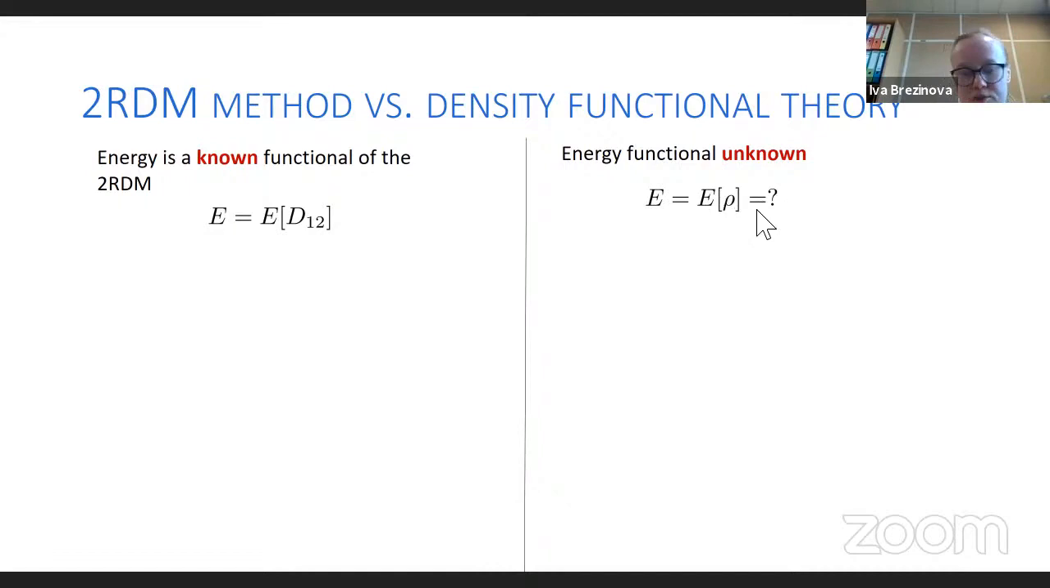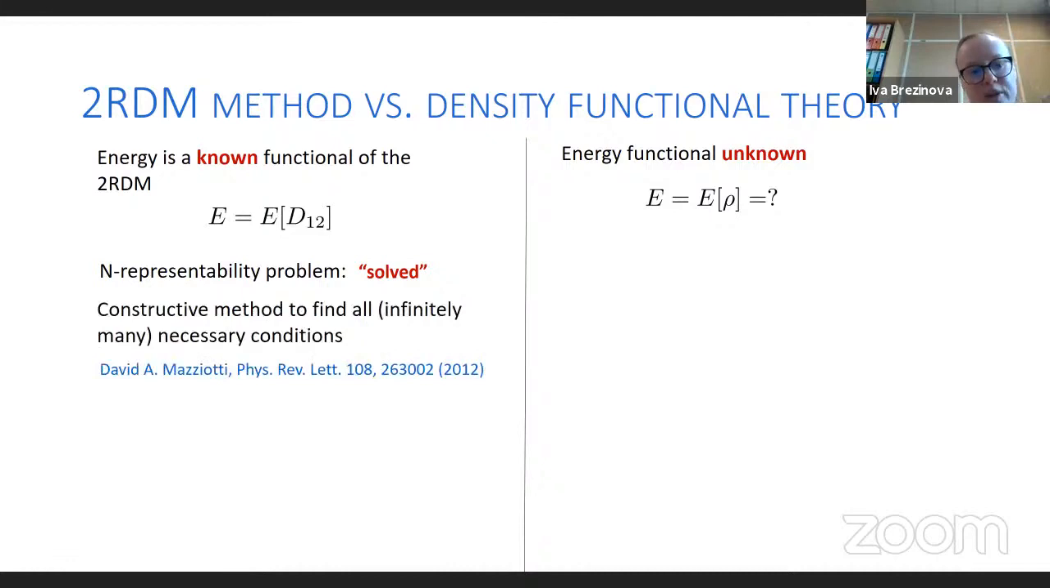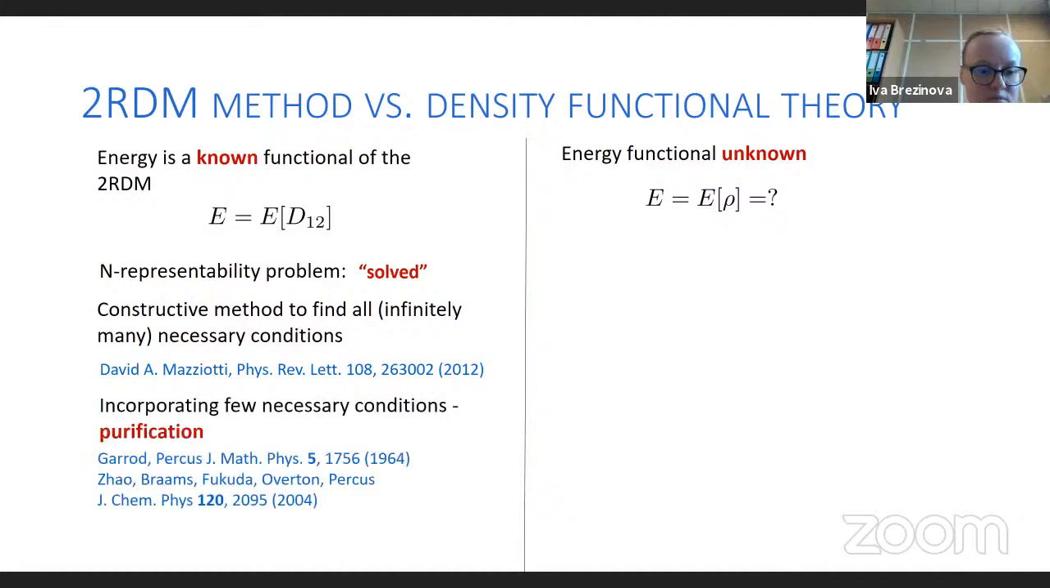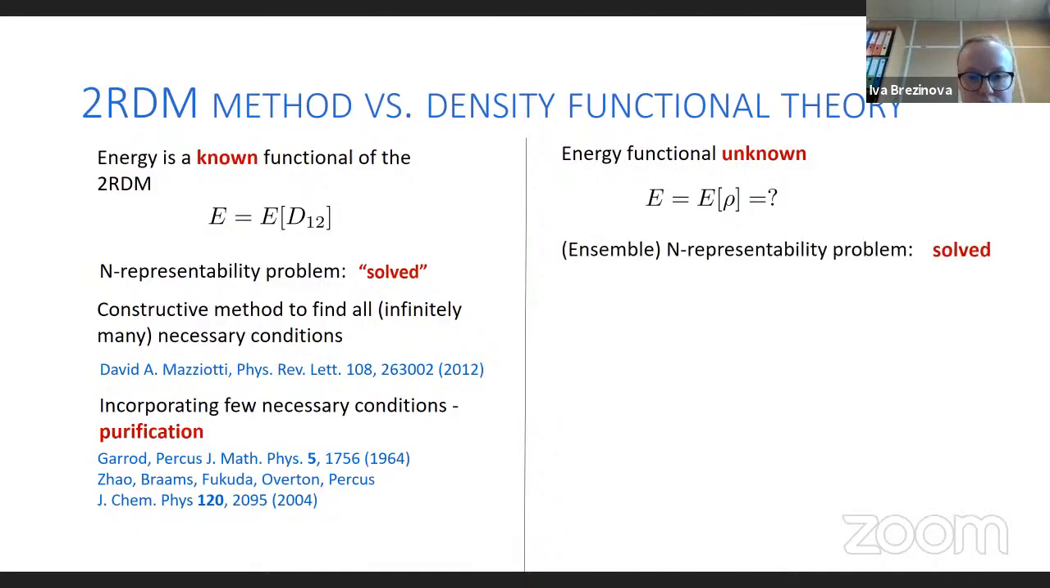But now comes the n-representability problem. The n-representability problem for the two-RDM is solved. I've put that under quotation marks because it's only implicitly solved. There is a constructive method to find all necessary conditions, but unluckily for us, there is an infinite number of them. And in any real application, you of course have to restrict yourself to a small number of necessary conditions that can be incorporated. And incorporating these few necessary conditions, this is what is then called purification.